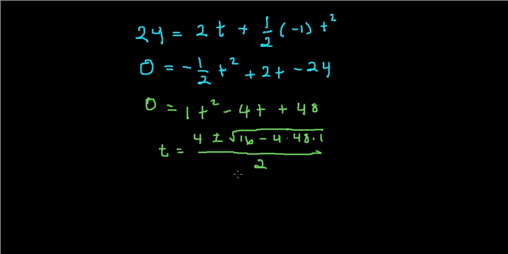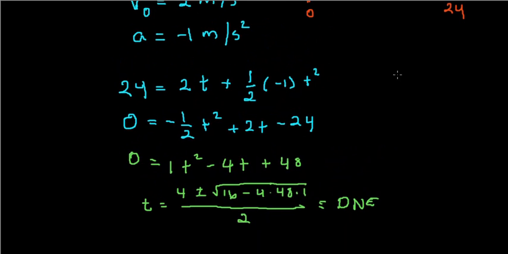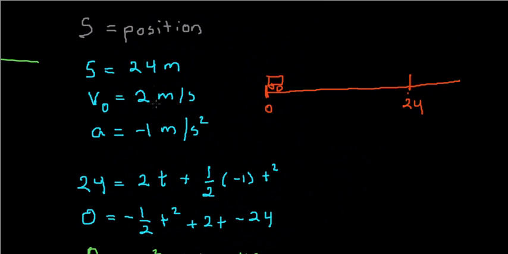So even though in math class we have to solve for this, we can just stop there. We can say that t does not exist. It's imaginary. Time is imaginary in this scenario. If you're going 2 meters per second and you're decelerating 1 meter per second squared, well, think about it. If we go 1 meter slower every second, after 2 seconds you're going to be at 0 and start going backwards. There's never going to be a time where you hit 24.